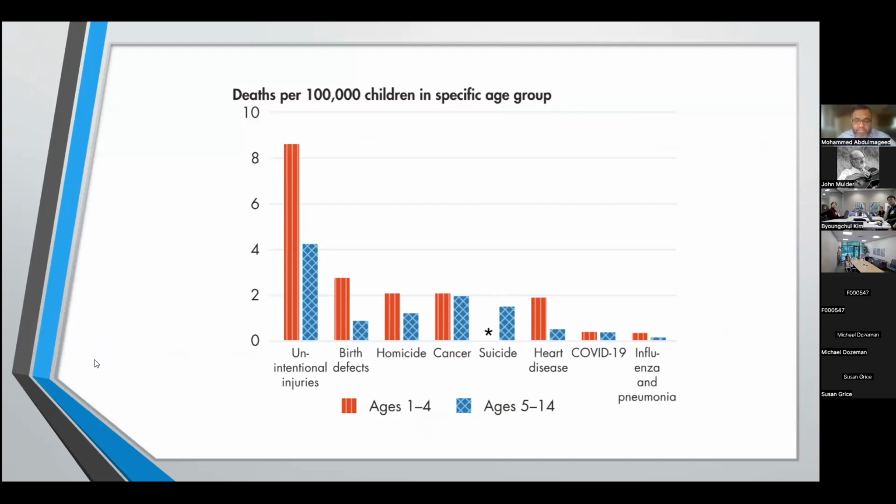For the children, it's a little bit different, of course. Some congenital anomalies will still cause death in older children more than a year old, but that's not the main reason. The main reason is unintentional injuries. This is number one, accidents. Number two is birth defects, and number three is homicide. Cancer can cause it, of course, number four, and suicide is number five. But suicide is attributed to ages above five.